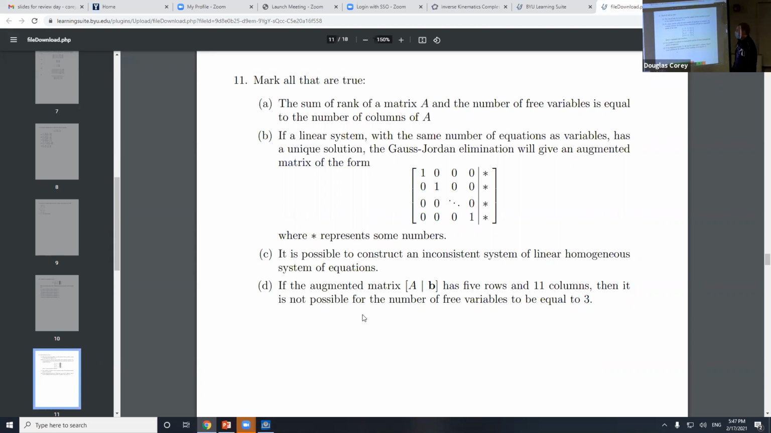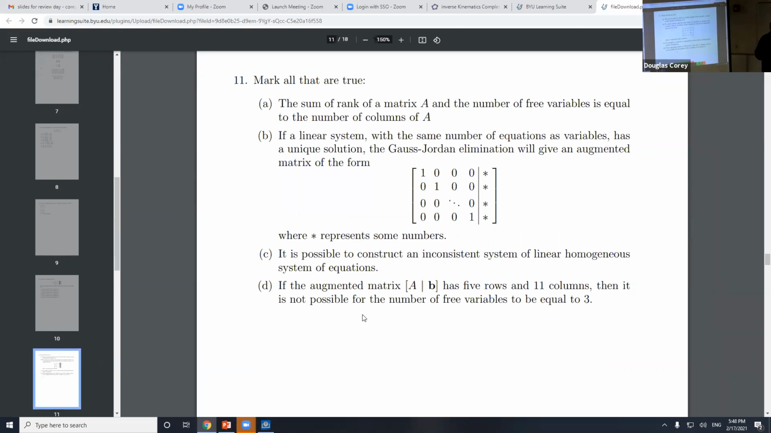So it is possible. So now we're at C. It's possible to construct an inconsistent system of linear homogeneous systems of equations. Thumbs up if it's true. Thumbs down if it's false. Thumbs sideways if you're not sure. Okay, lots of thumbs down. Good job.